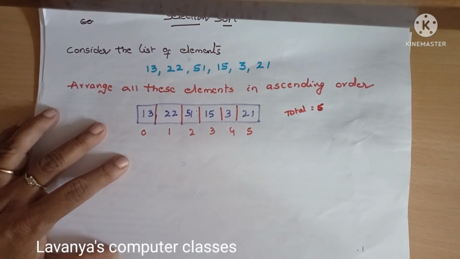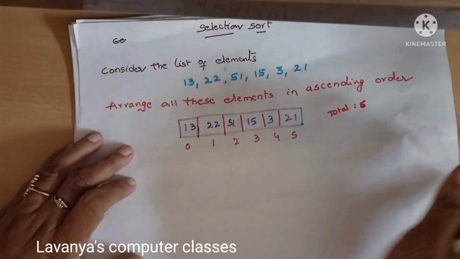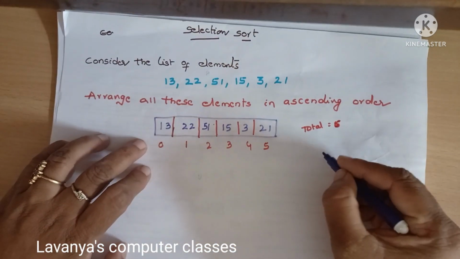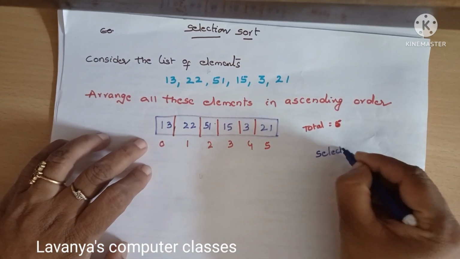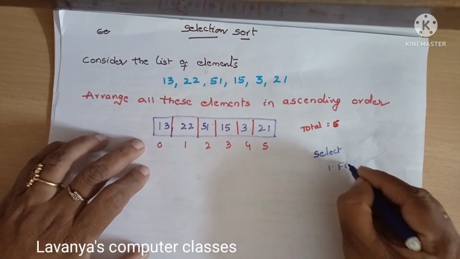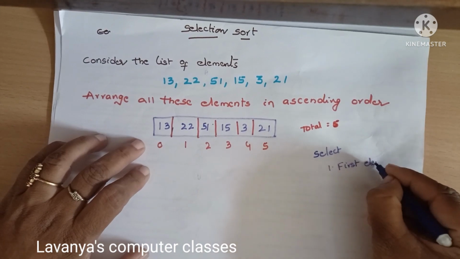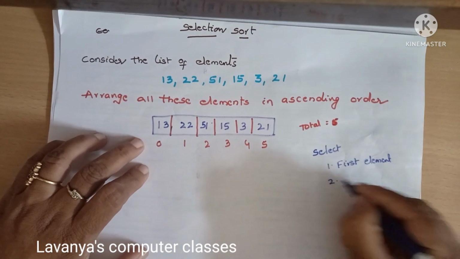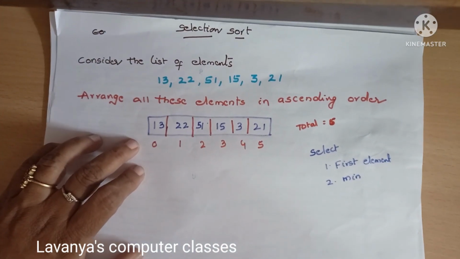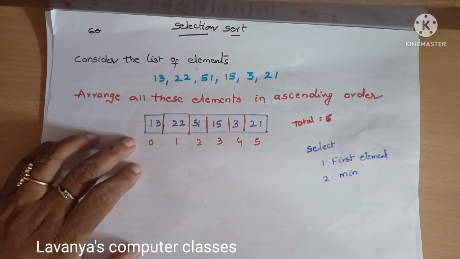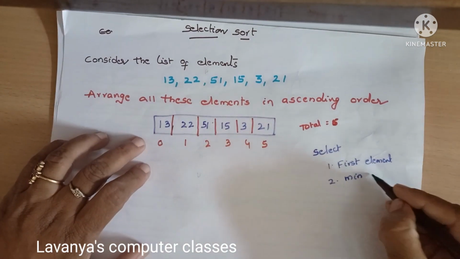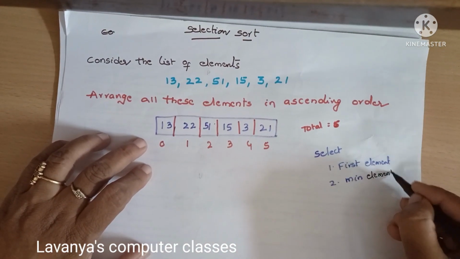What is the procedure? Step 1. In the selection sort method, as the name says, it is about selection. What do we have to select? Every time, we have to select 2 elements. The first one is always the first element in the array, and the second is always the minimum element in the array. We have to select these 2, then we start the comparison.